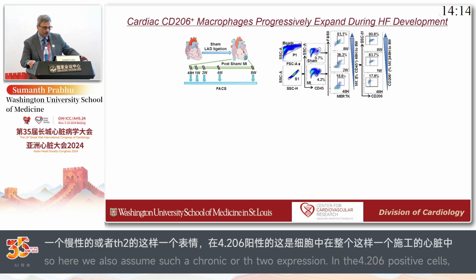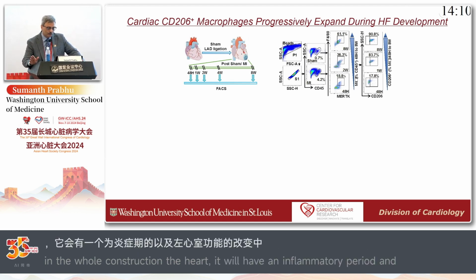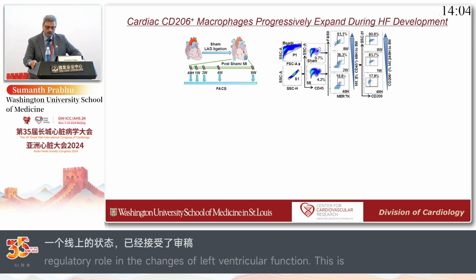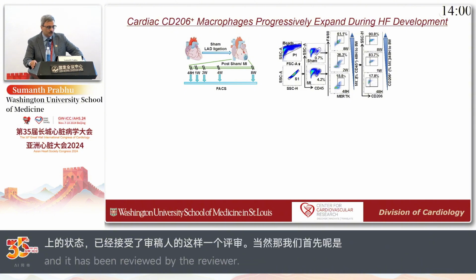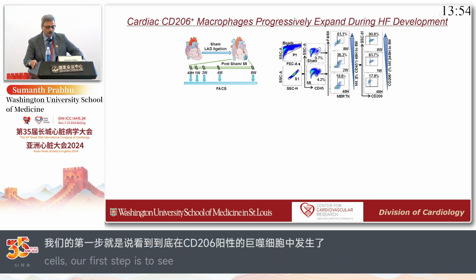Now this is all online in bioRxiv. It's currently under review, so all of this is actually online and you can look at it. But what we had done in this study is to induce myocardial infarction. And then our first step was to assess what happens to CD206 macrophages and what might be potential drivers of alternative activation in these macrophages.